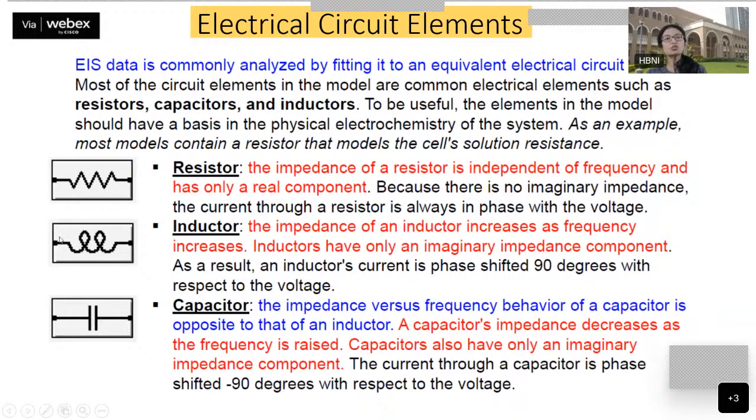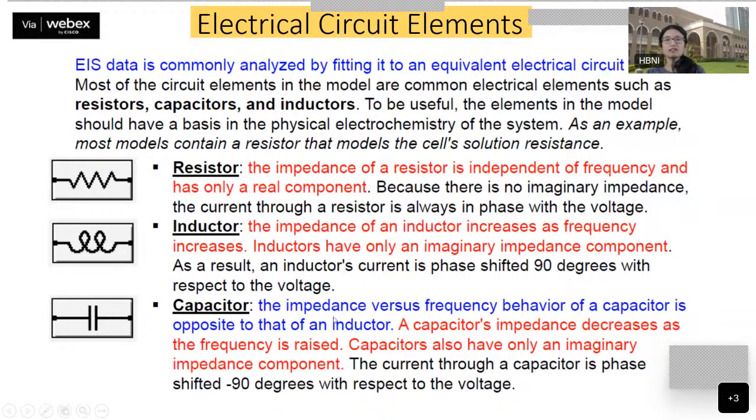Then you have something known as an inductor, and it is represented in this way. The impedance of the inductor generally increases as the frequency increases. Inductors only have an imaginary impedance component. So the inductor's voltage is phase shifted by 90 degrees with respect to the current. So you have a plus 90 degree shift.